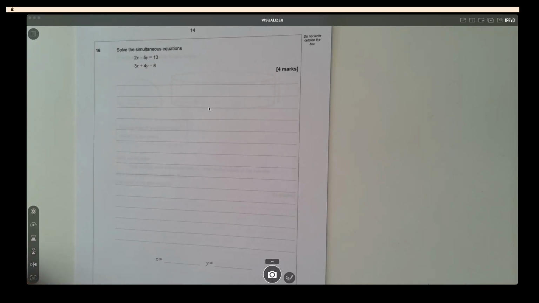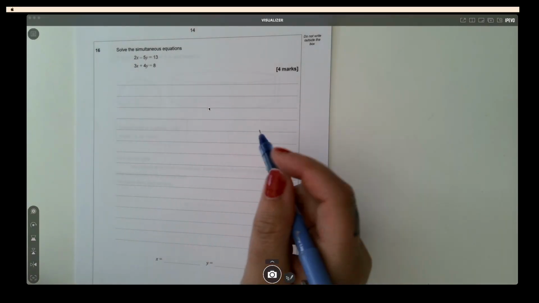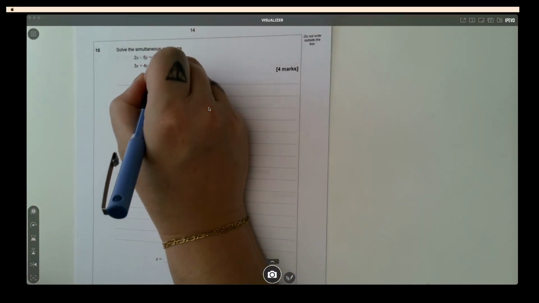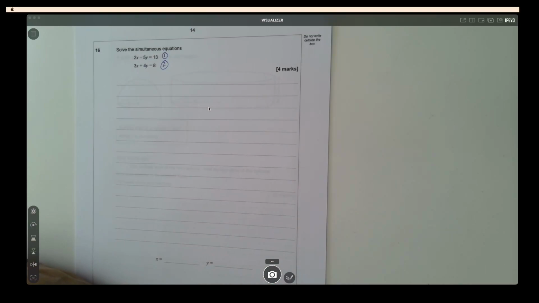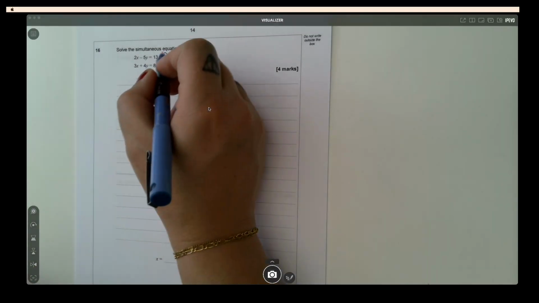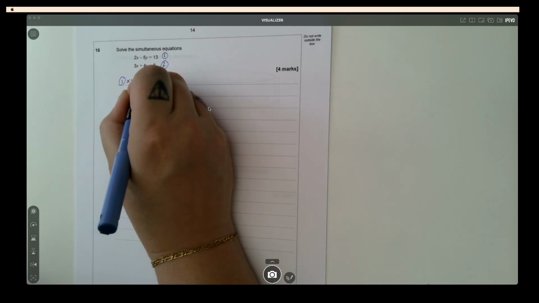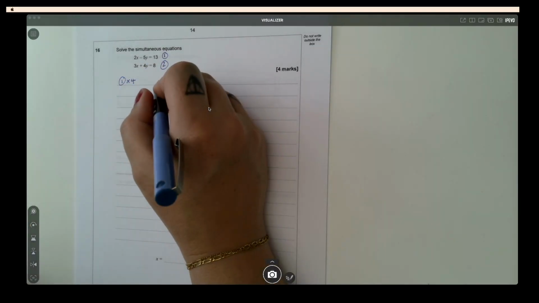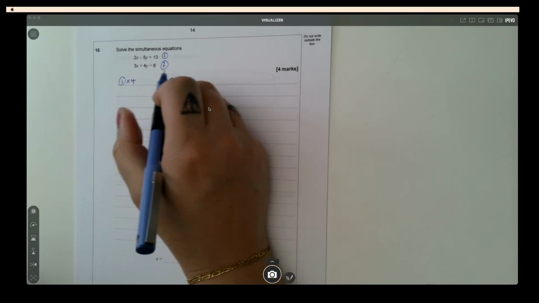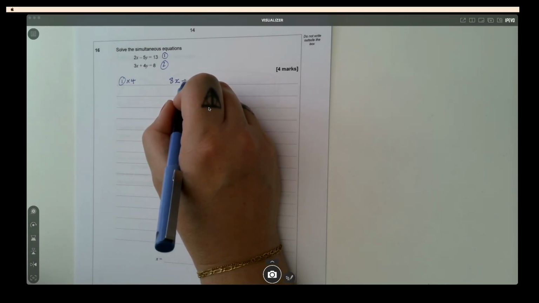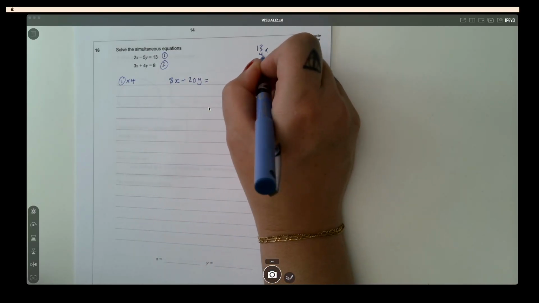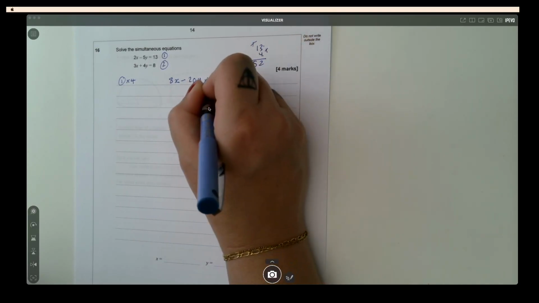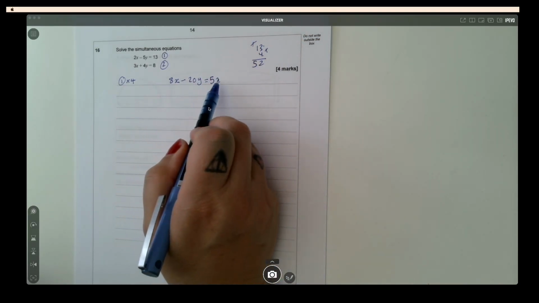Question 16. Solve the simultaneous equations 2x subtract 5y equals 13, 3x add 4y equals 8. So let's call this equation 1 and equation 2. So I'm going to make the y terms of each equation equal in this instance. So I'm going to multiply equation 1 by 4 because that's the coefficient of y in the other equation. So 2x times 4 is 8x, negative 5y times 4 is negative 20y, and 13 times 4 is 52. Remember to multiply everything in the equation.